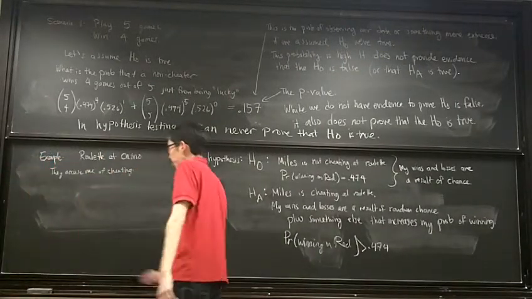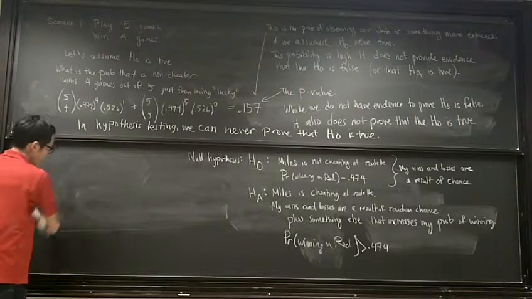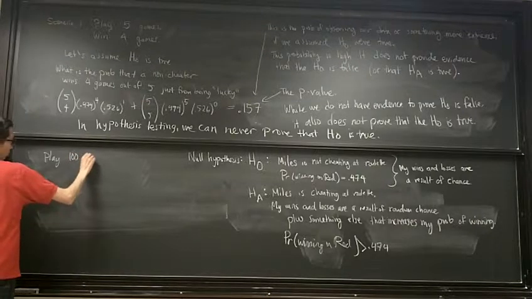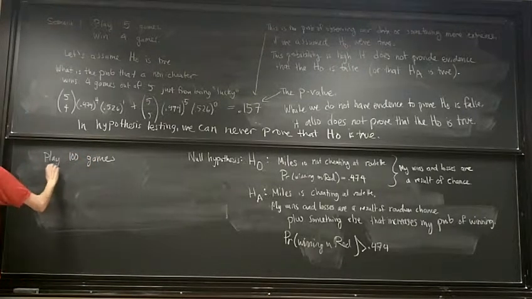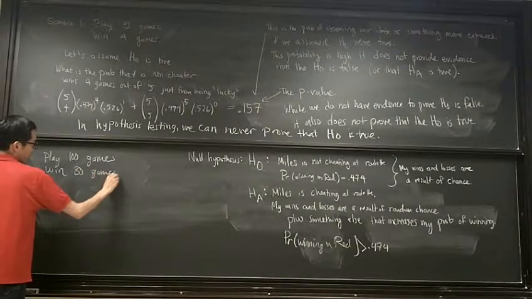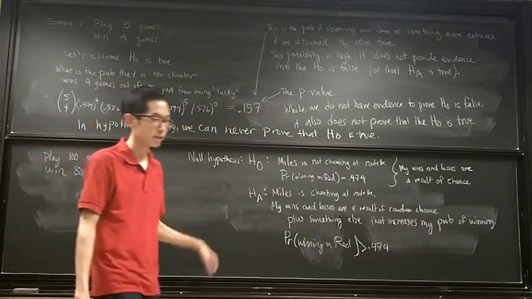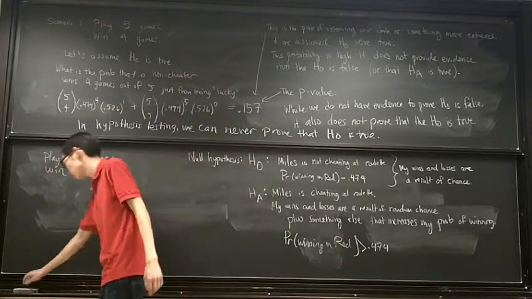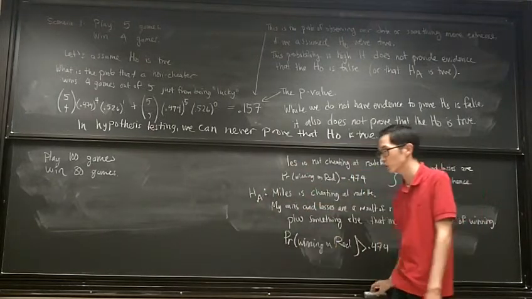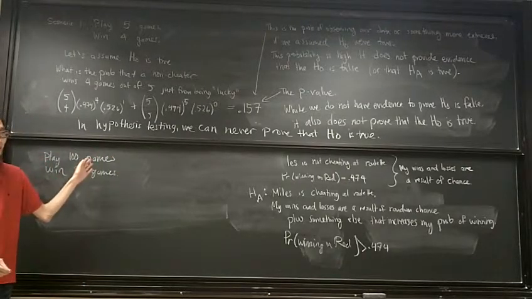Okay. But if I played 100 games at the casino, and I win 80 games, what is the probability of winning 80 games out of 100, if the null hypothesis were true, if the probability of winning was truly 0.474? This probability of winning 80 or more is practically zero.